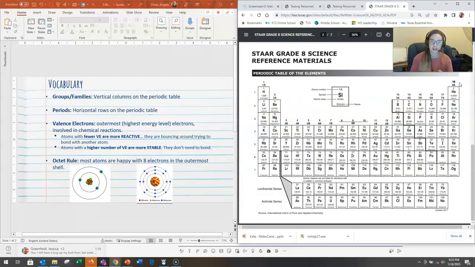Now the periods are also numbered for you. They're 1 through 7 and they run horizontally. So there are 7 rows that go through the periodic table.